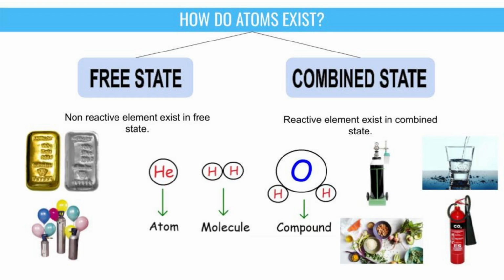Atoms of elements exist in nature in two ways: free state or combined state. Atoms of elements which exist in free state are non-reactive, while those which are in combined state are called reactive. For example, gold and silver are considered non-reactive, while sodium and potassium are called reactive in nature.